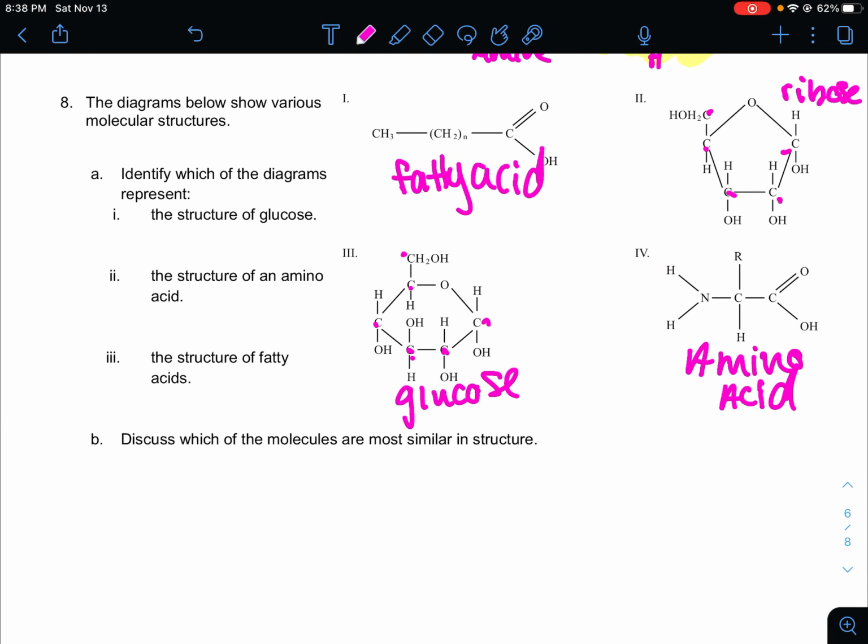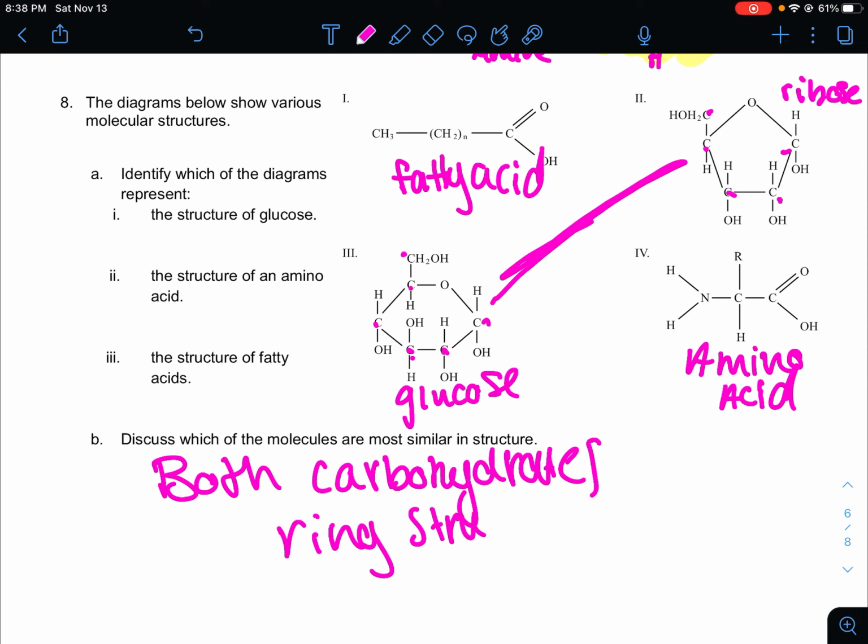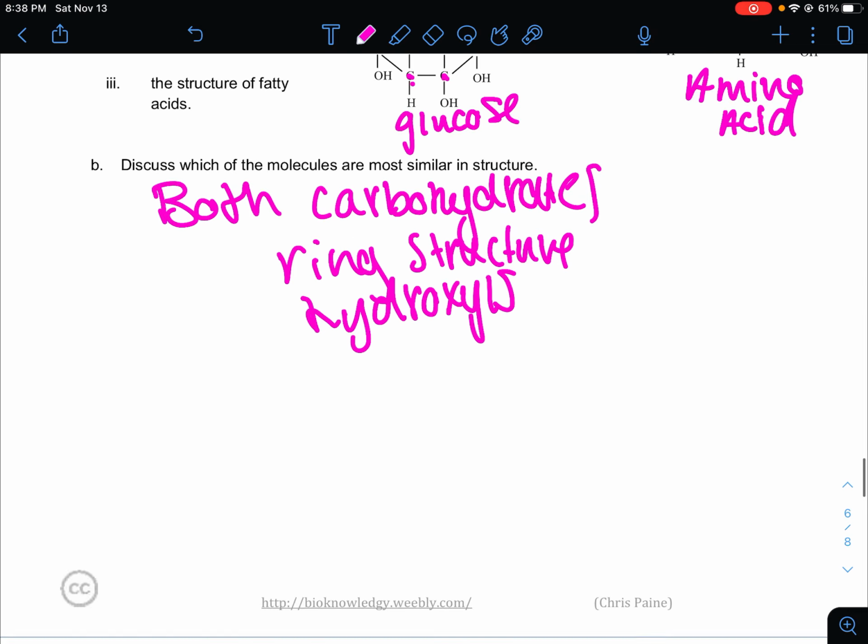The 2 that are most similar in structure are our glucose and our ribose, because they are both carbohydrates. So they have that ring structure, and they have the hydroxyls, so they look very similar to each other.